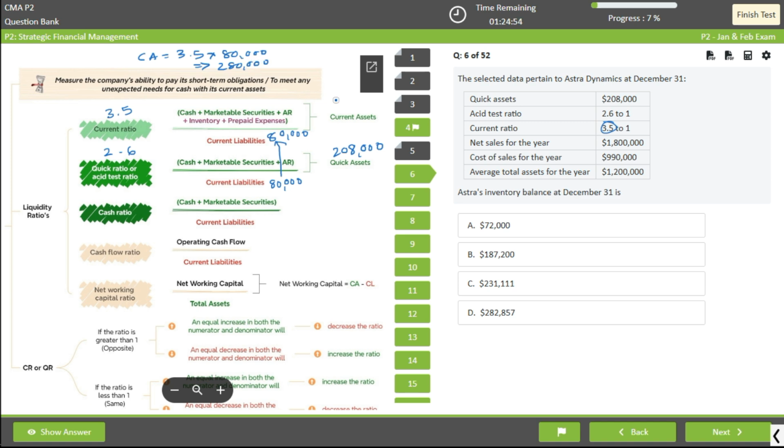So now we have 280,000 as current assets. The difference between current assets and quick assets will give you the value of inventory, and they are asking the balance of inventory. So 280,000 minus 208,000 is 72,000, which is option A, 72,000.